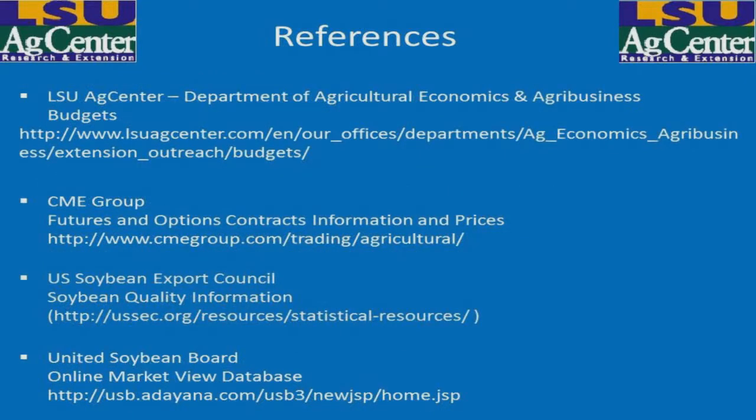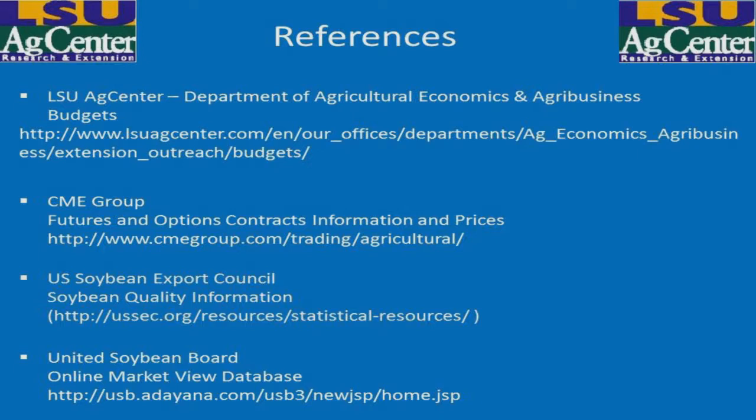The next one is my own department, the Department of Ag Economics and Agribusiness. That's where all of our enterprise budgets are located. You can go there at that website. All of our budgets are there, not only for soybeans, but for corn, cotton, grain sorghum, wheat, livestock. All of our major row crop and ag commodities that we do enterprise budgets for can be found there. That's a very, very good source of information in terms of cost of production and projected returns.